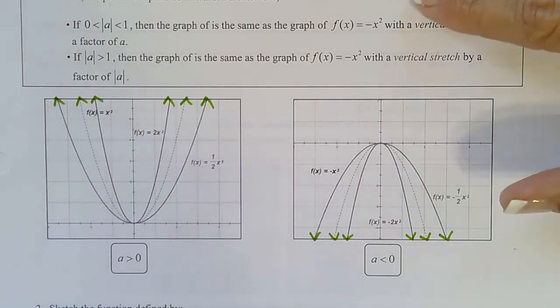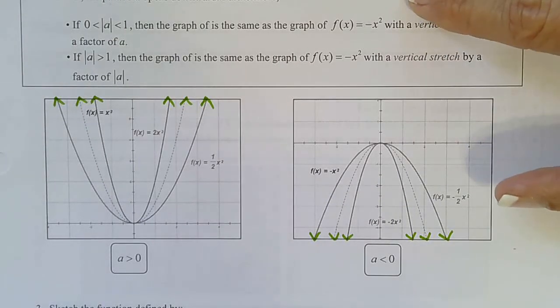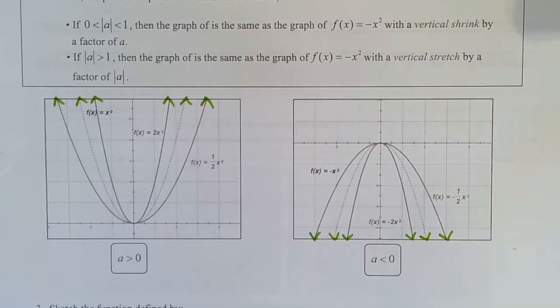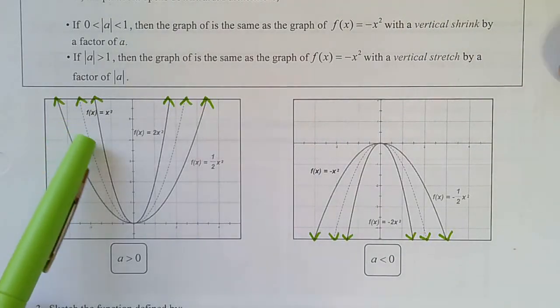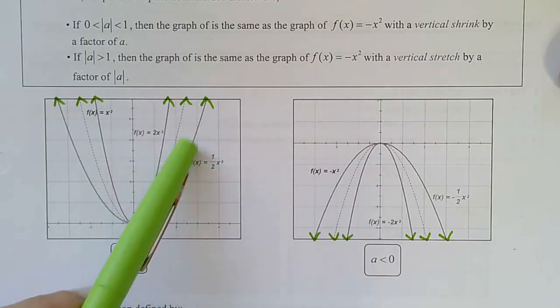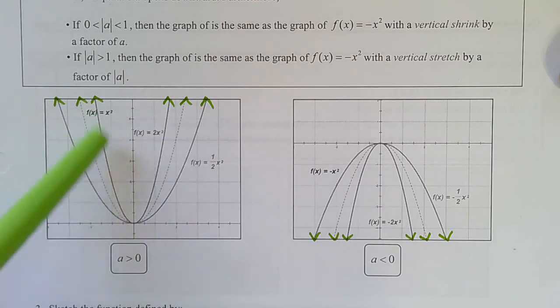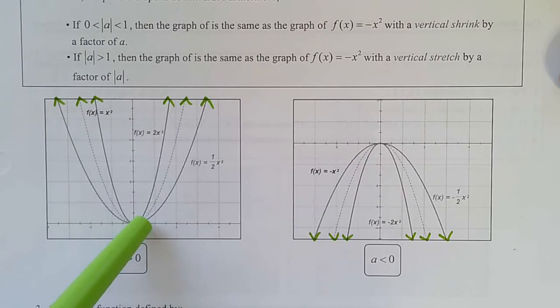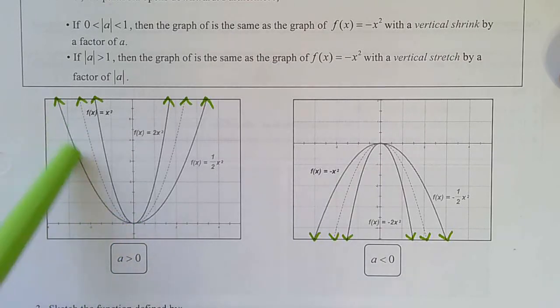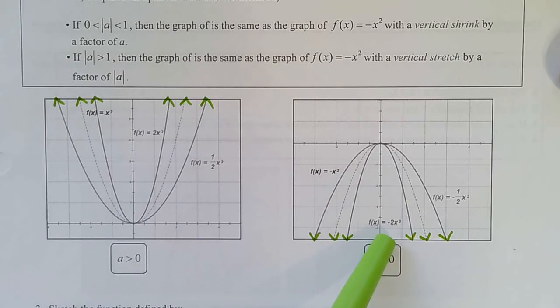Here's a graphic picture of the box above that we just talked about. The mother function is given as a dotted line. And you can see when you multiply by 2, the parabola gets thinner. When you multiply by 1/2, the parabola is wider. And the same happens when the parabola is cupped downward.